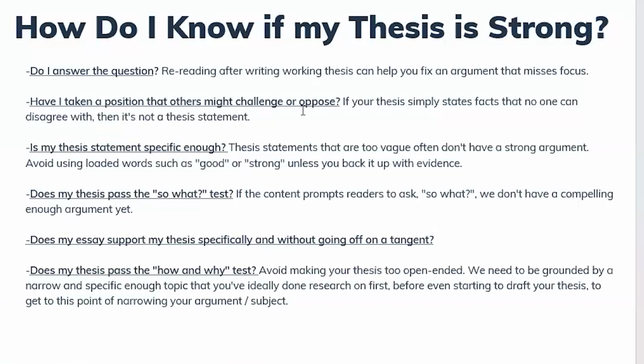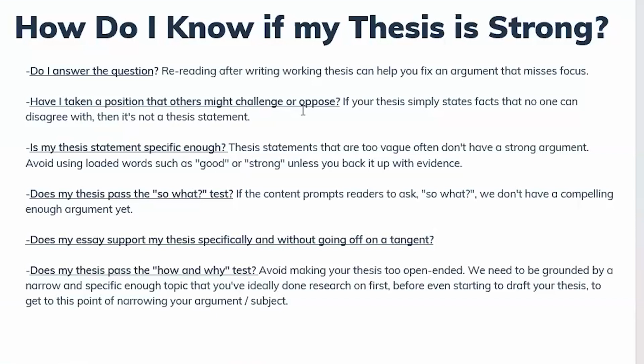Is my thesis statement specific enough? Thesis statements that are too vague often don't have a strong argument. Avoid using loaded words such as good and strong unless you back it up with evidence. So you could say what you want to say. You just got to make sure that you can walk the walk if you're going to talk the talk. In this case, walk the walk by presenting evidence to back up your claims.